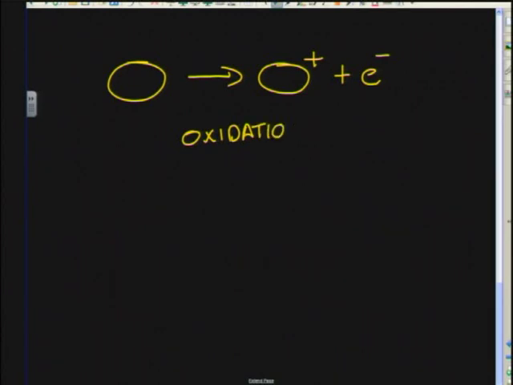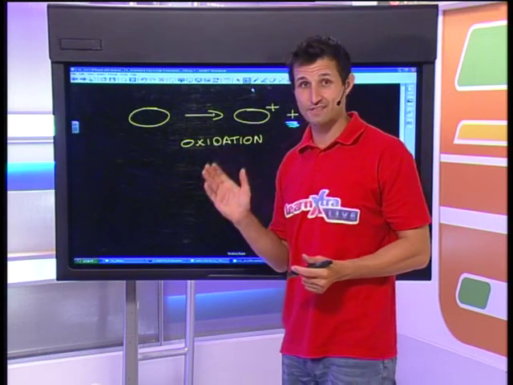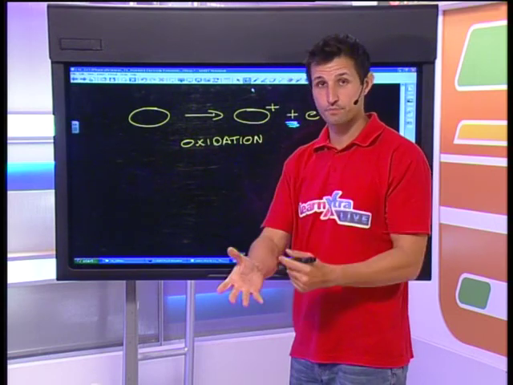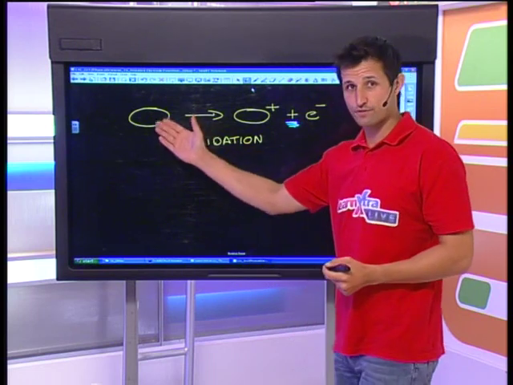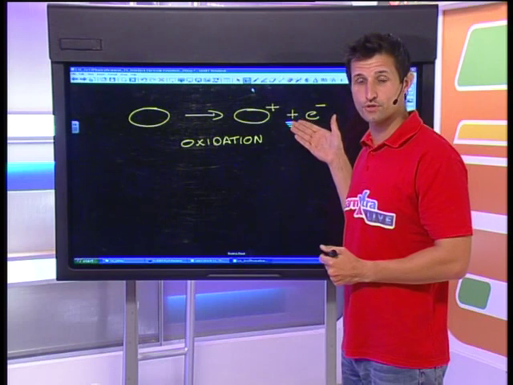How can I see that electrons are being lost? Now, here's the confusing thing. People see this plus over here, and they go crazy. They say, plus means add. No. When you're looking in chemical formulas, plus means and. So I'm saying that I'm going from something, my reactant, and I'm producing an ion, and I'm also producing electrons.